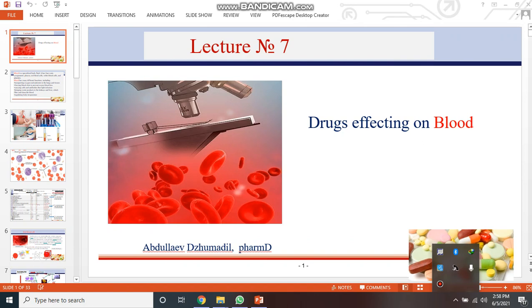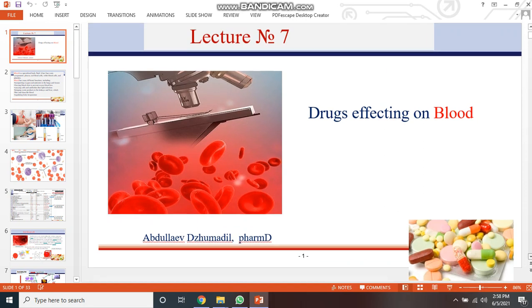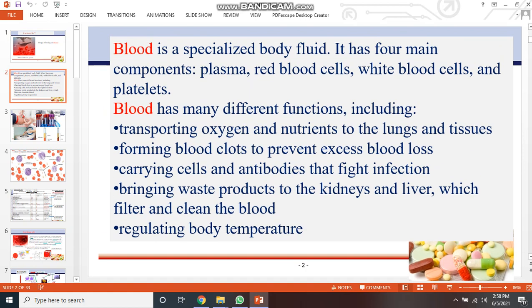Today our topic is drugs affecting the blood. Blood is a specialized body fluid. It has four main components: plasma, red blood cells, white blood cells, and platelets.